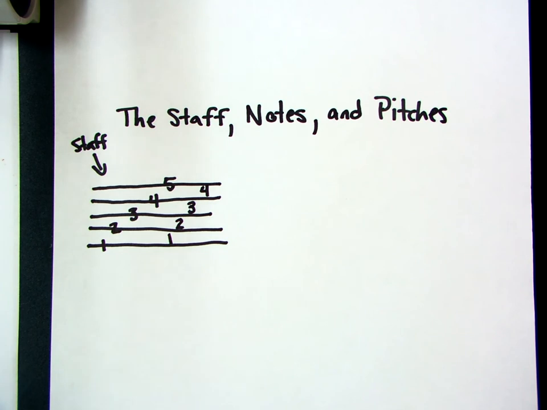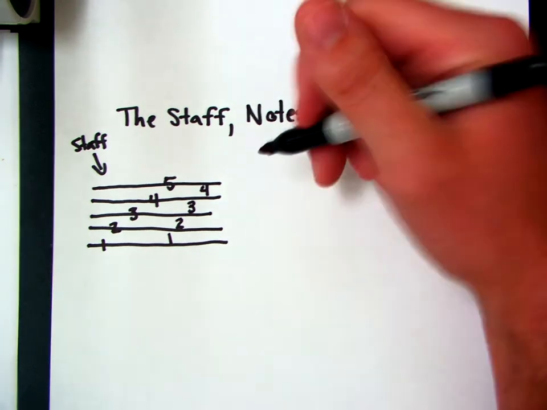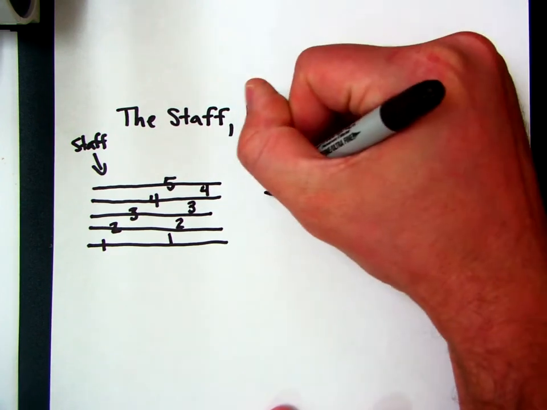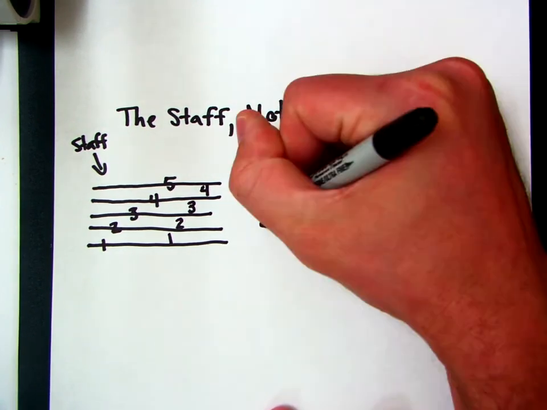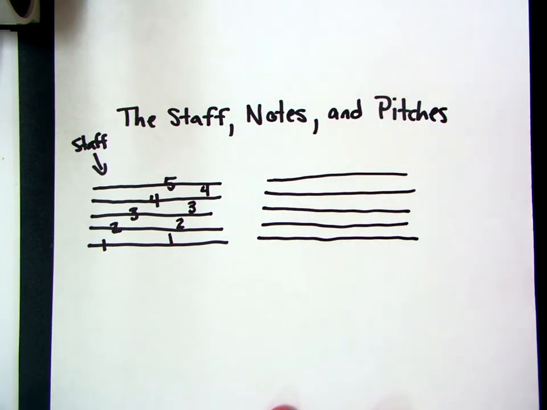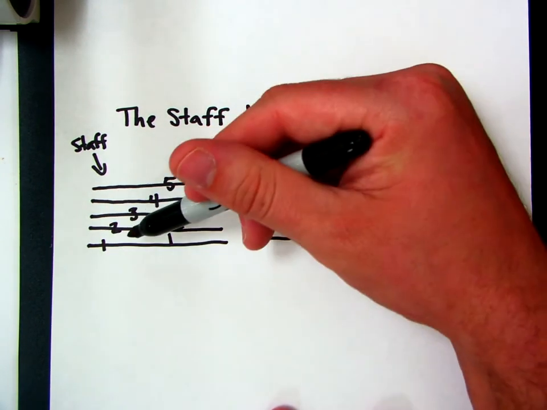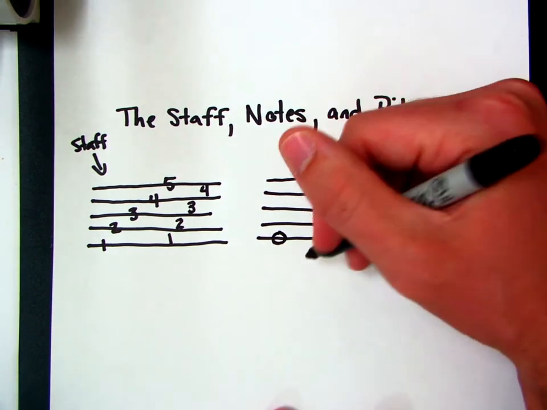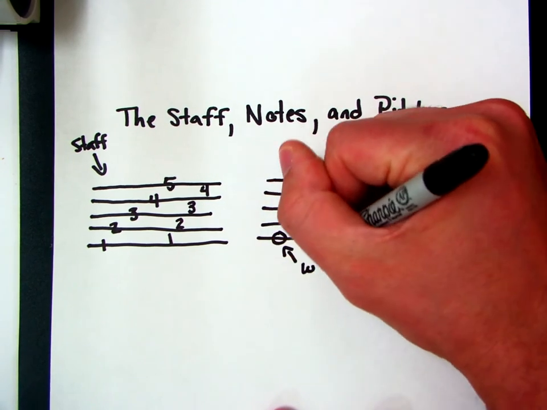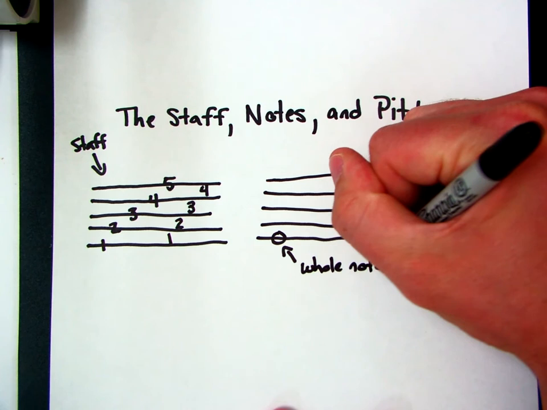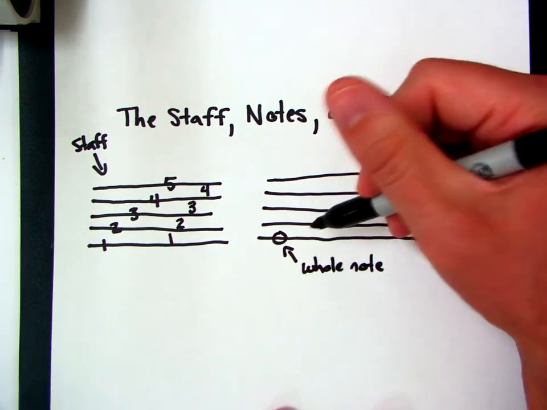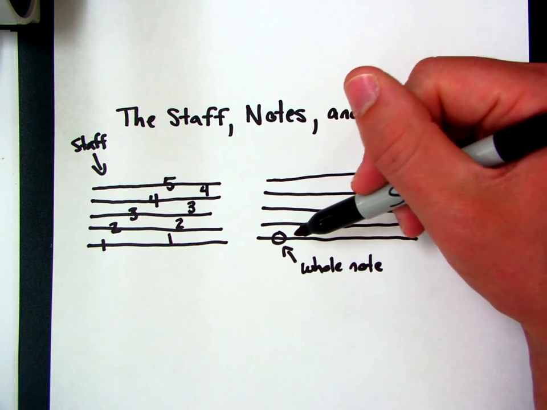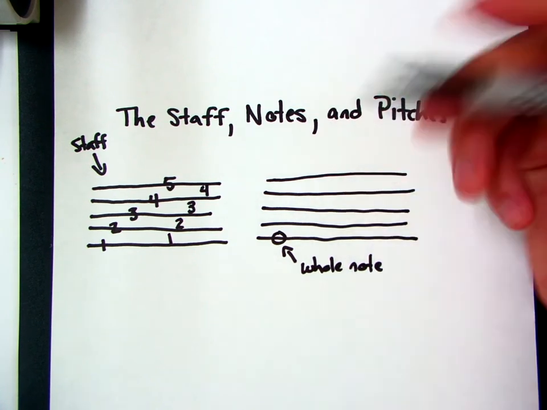Now, in order to represent music, right, because the stuff we're writing on the paper is not music, it's not sound. We know that music is sound. In order to represent sound, we look at the staff, and then we add notes to it, right? So just like we have line number 1, we could put a note on line number 1, right? And for right now, we're just going to use this. This is technically called a whole note, but we'll get into what that means later. But just so you know what we're talking about. So this whole note is currently located on line number 1. See how the line goes through the middle of it?